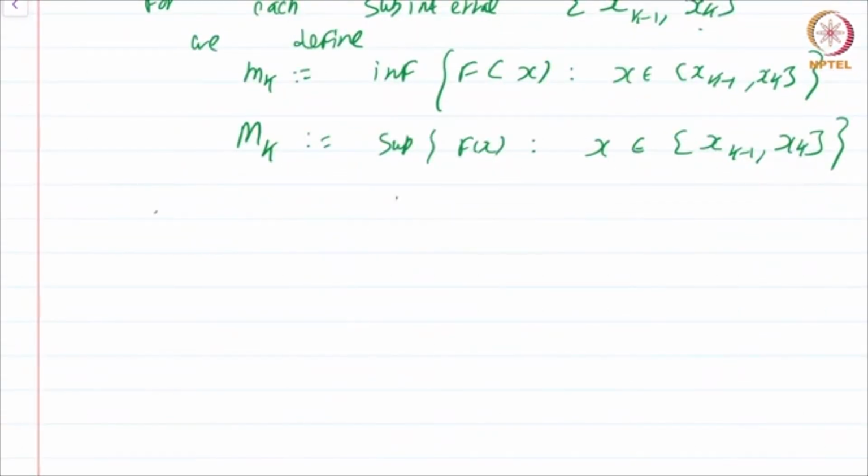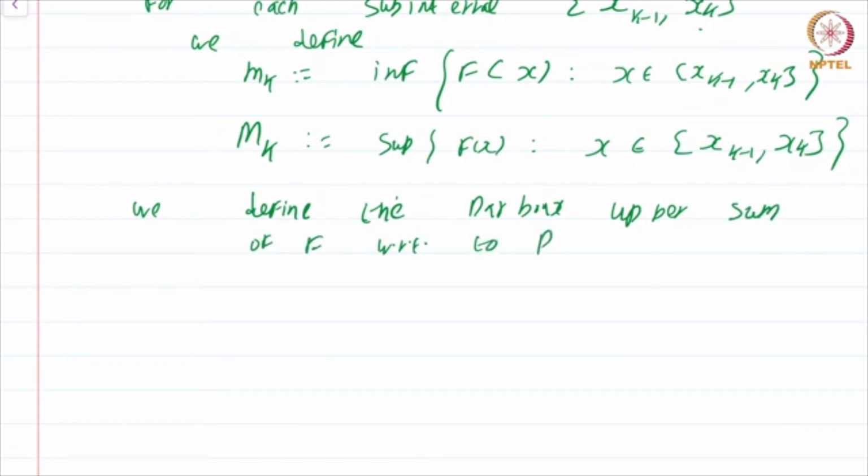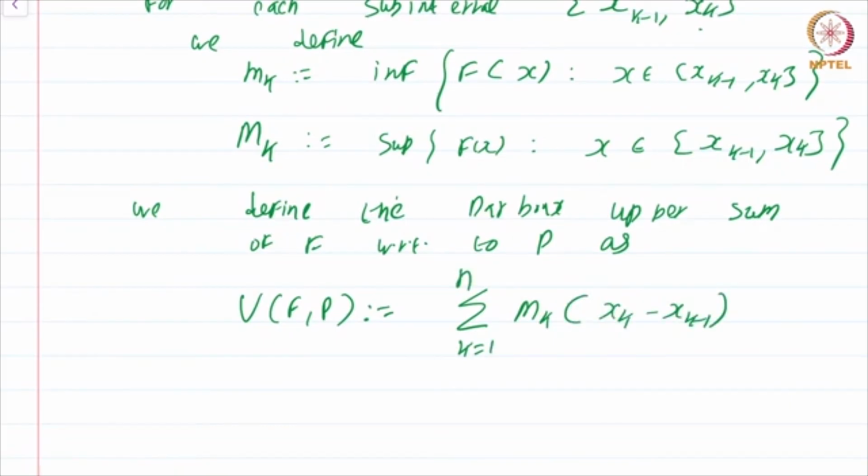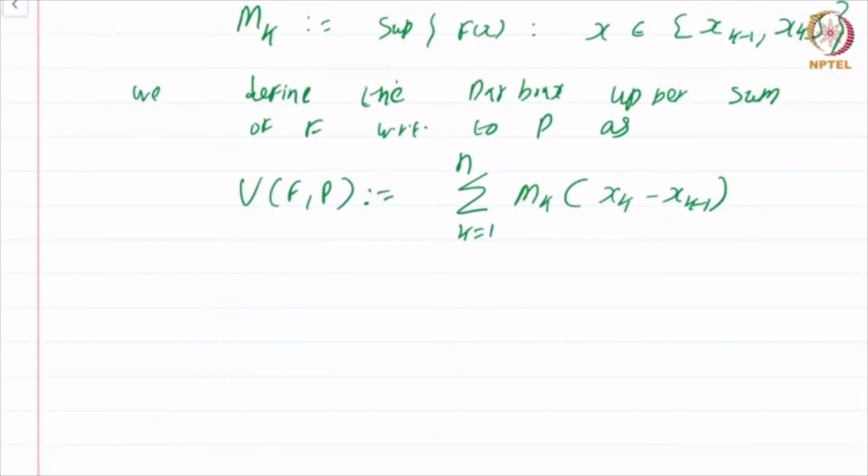Now we can define the Darboux upper sum of f with respect to this partition P, U(f,P), as by definition just the sum, as you run over all the subintervals, of M_k times the length of the interval, M_k times (x_k minus x_{k-1}). This quantity x_k minus x_{k-1}, which is the length of the subinterval, will occur so frequently that we will just abbreviate it as delta x_k.